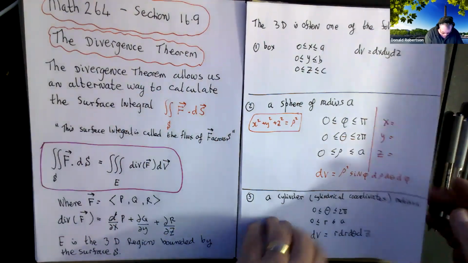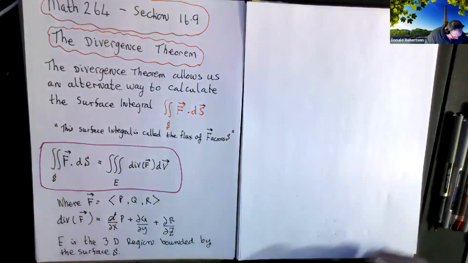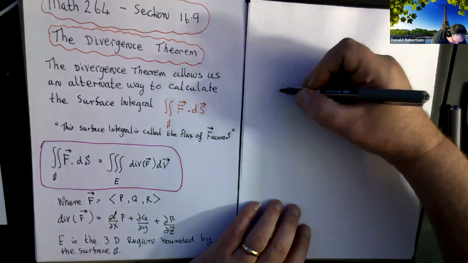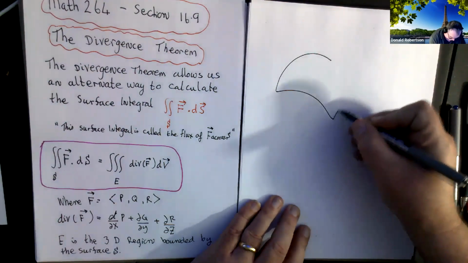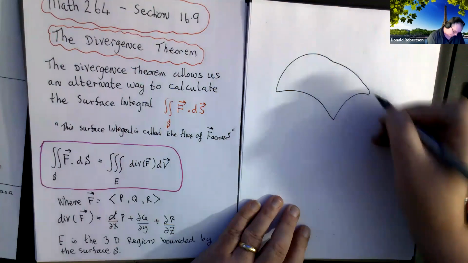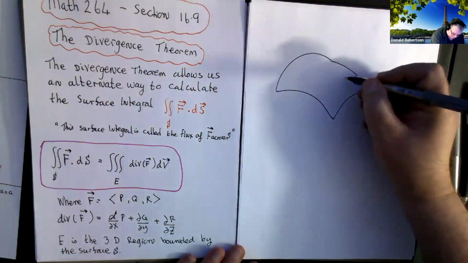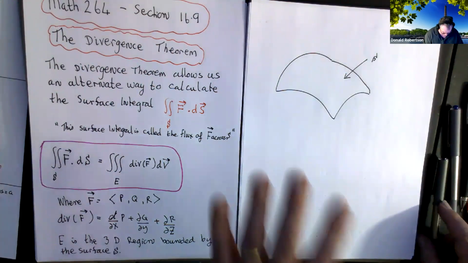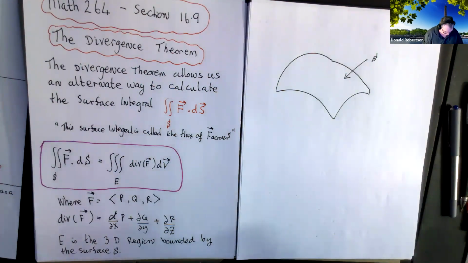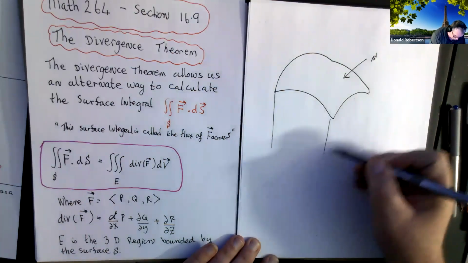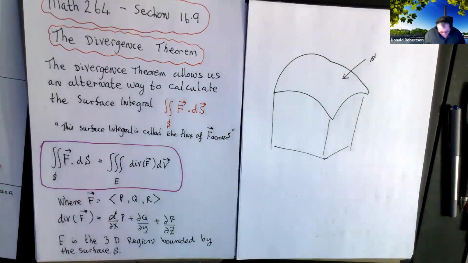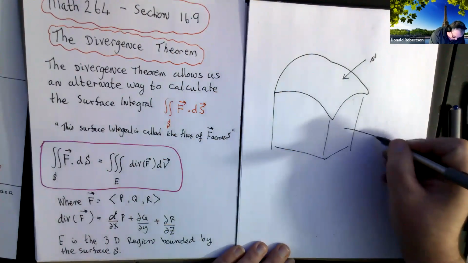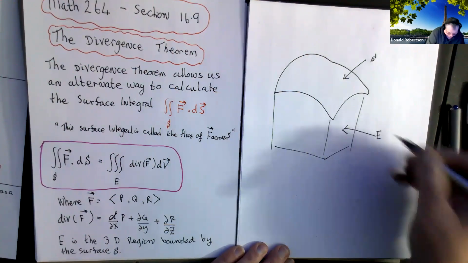So I'm going to try at least to draw a little picture of what this looks like. Imagine that you've got a surface in 3D. There you go, right? That's a curved surface. That's the guy we call S. Now, if you take that curved surface and drop it down to the floor, oh, that looks like a piece of bread, right? That region, that 3D region, we call E.